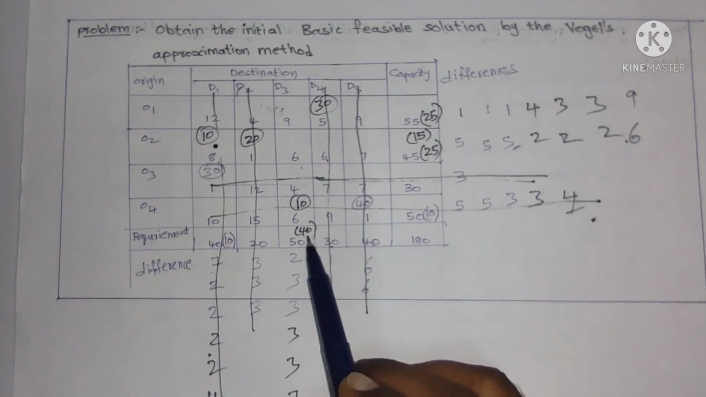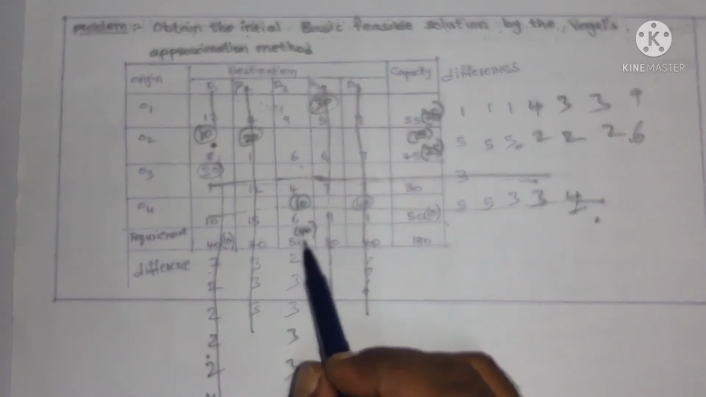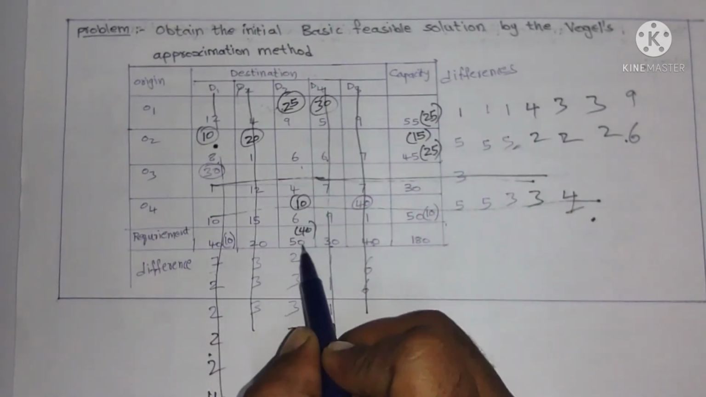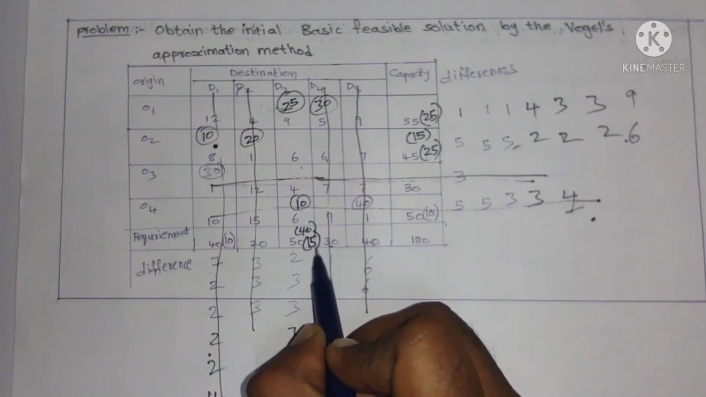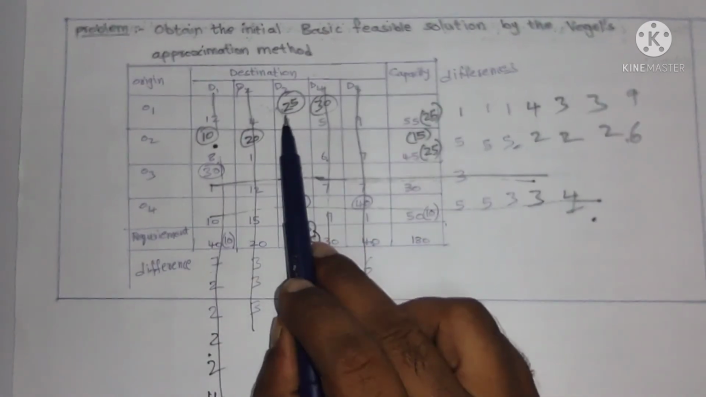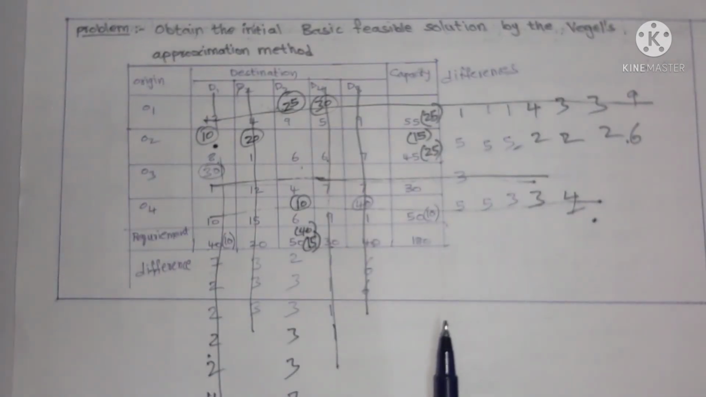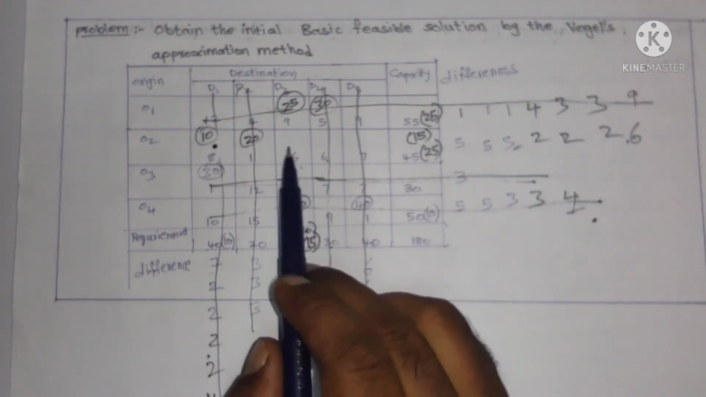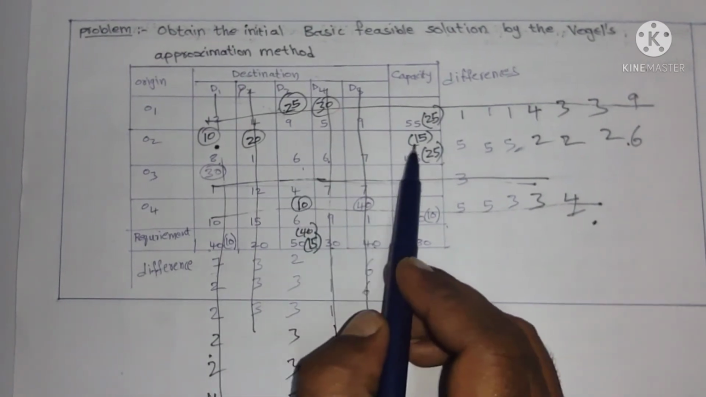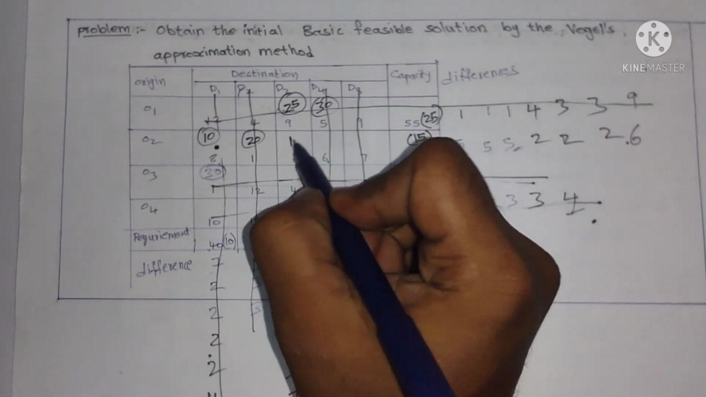So for O1D3 cell, what is the requirement we are having? 40. And what is the capacity we are having? 25. Among these 40 and 25, 25 is the smallest value. That should be filled here, and that should be subtracted from 40, and it will be written in brackets here, 15. Okay, now if you see O1 row, it is now completely satisfied. 25 plus 30 is 55. That means we have to eliminate this one, and the remaining only one cell now we are having, that is O2D3, and now we have to assign this cell. So what is the capacity of this O2D3? 15. What is the requirement we are having? 15. That means 15 should be written here.